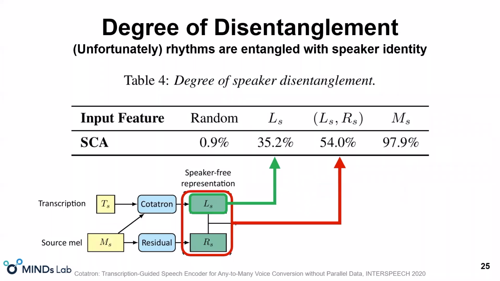Finally, to accommodate the comparison with future works, we show the degree of disentanglement from our method. The CNN-based speaker classifier is trained on top of each speech feature, and the classification accuracy is measured with the test dataset. The accuracy with only Kotatron features was 35%.